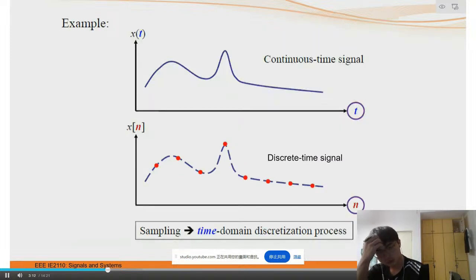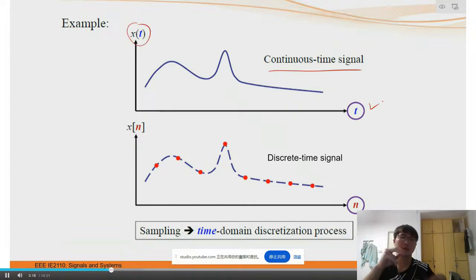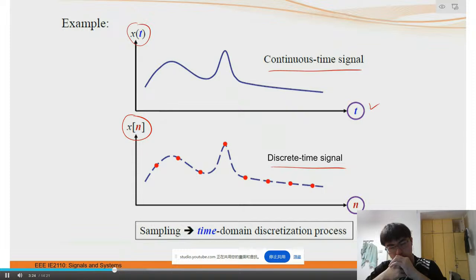So let us consider these two signals. One is a continuous time signal, x(t), as a function of t, and another one is a discrete time signal, x[n], as a function of n. And we know that t is a continuous variable, and n is an integer number at a discrete interval. And the continuous time signal can be converted to this discrete time signal through a process called sampling.